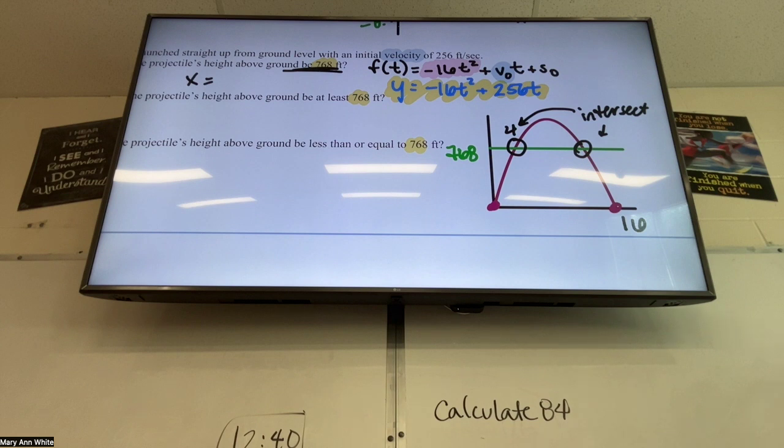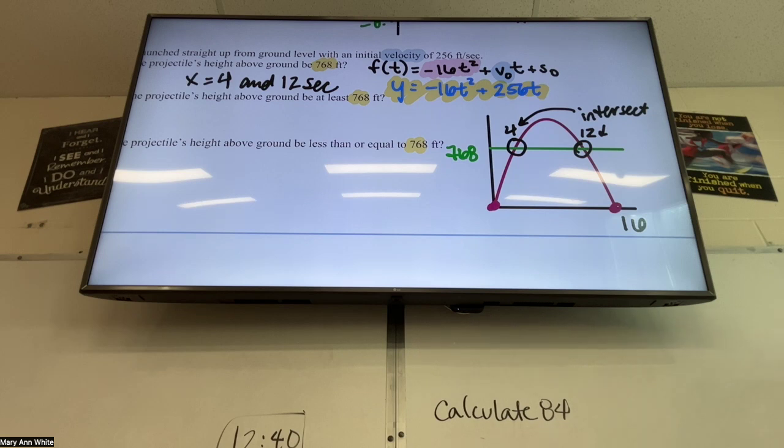Can someone tell me what the other point of intersection is? 12. If you are having trouble finding 4 and 12, I think that's a very easy problem to fix, but you may need to come see me outside of class for that, okay? So we are exactly equal to 768 feet when we are at 4 seconds and at 12 seconds. When will we be at least 768 feet? Is that going to be above the line of intersection or below the line of intersection?